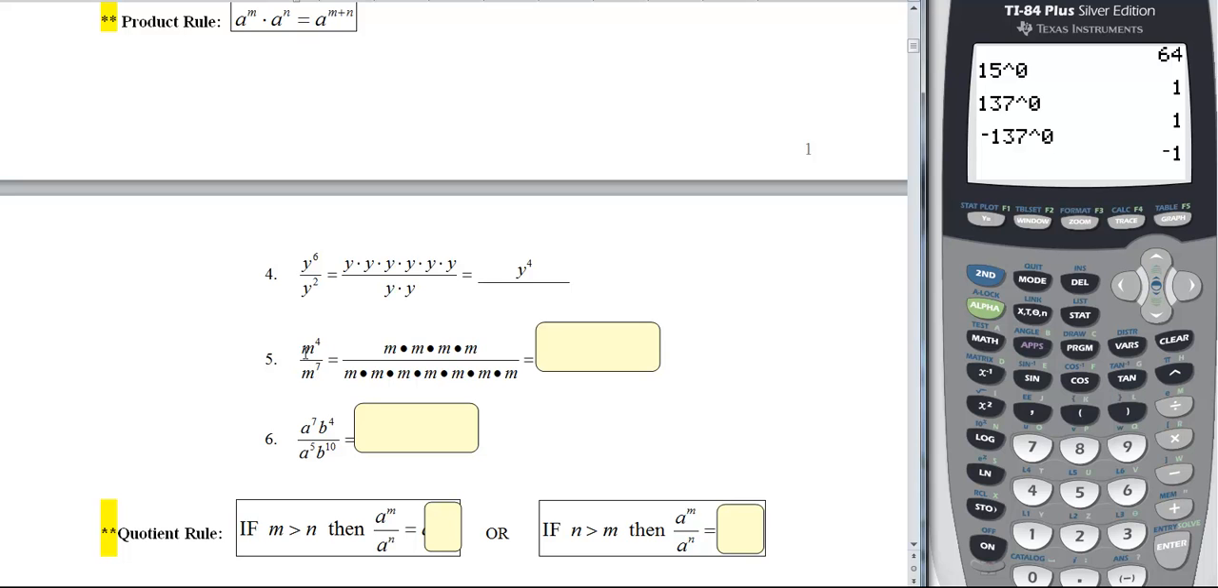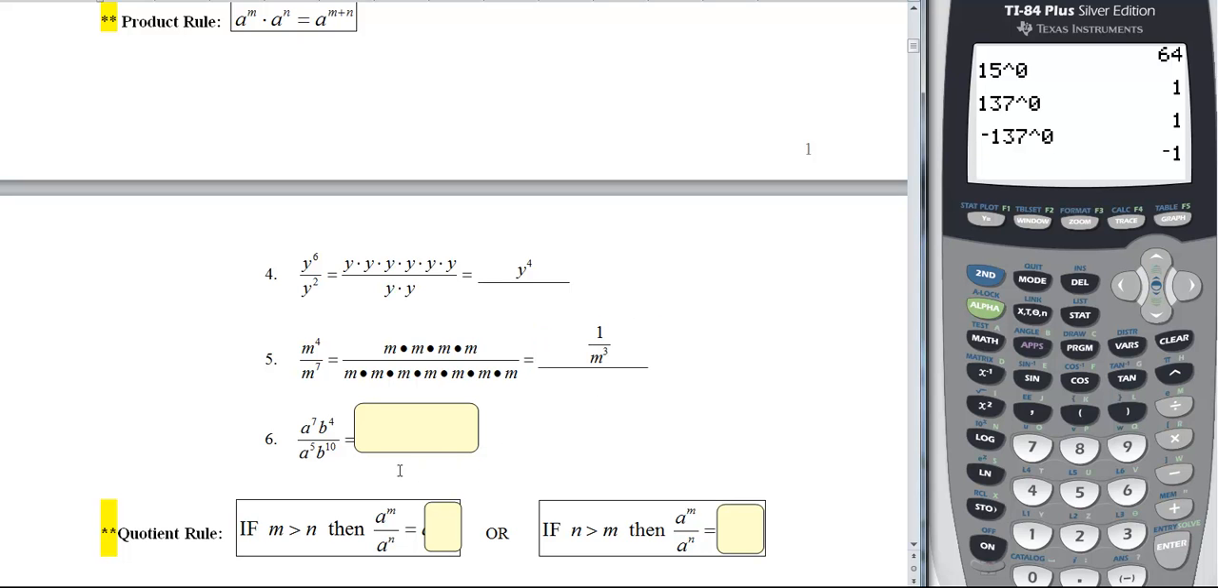Now number 5, I've got 4 of the m's in the numerator, 7 in the denominator. Cancel 4 of these with 4 of these. So the numerator, I'm going to have a 1, and I do need to keep the 1 there. In the denominator, I've only got 3 of these left, so I should have 1 over m to the 3rd.